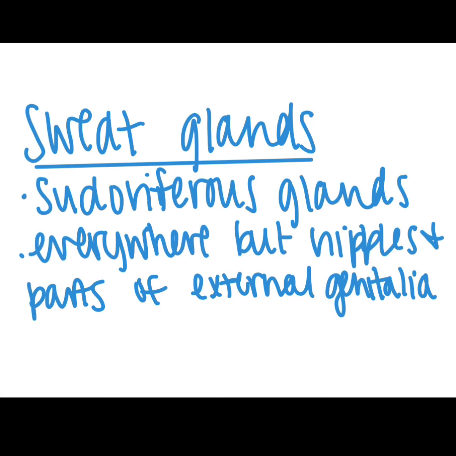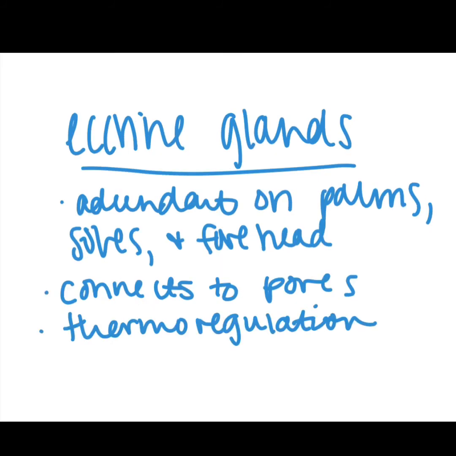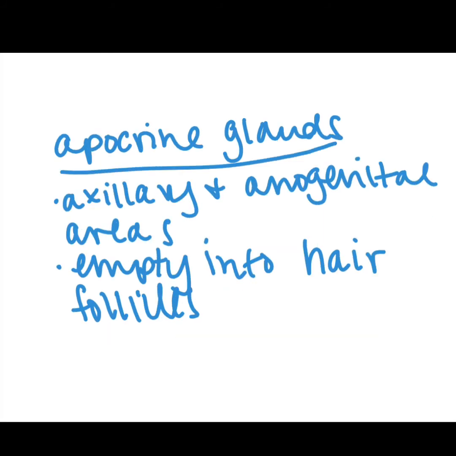Sweat glands are also called sudoriferous glands, and they are found everywhere but the nipples and part of the external genitalia. A type of sweat gland, an eccrine gland, is abundant on the palms, soles, and forehead. They connect to pores and they regulate your body temperature. The other type of sweat gland are apocrine glands, and they are found in the axillary and anogenital areas, and they empty into hair follicles.